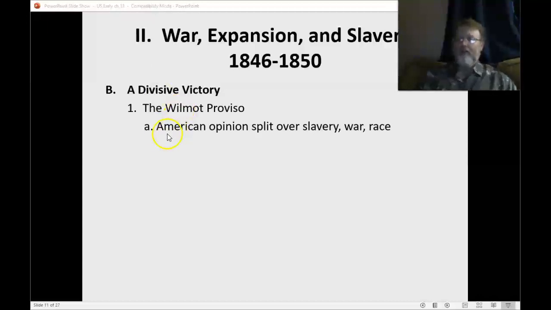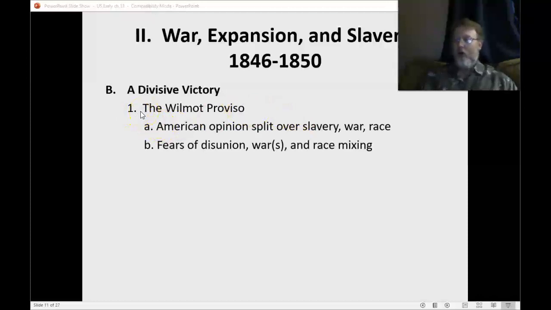Overall, our expansionist fervor does continue. Race mixing as well. There is a concern about that, with this belief that Mexicans or Native Americans were an inferior race. So if whites start settling Mexican lands, we're going to have racial mixing between the whites and the Mexicans, and there are a lot of Native Americans in Mexican lands as well. Yeah, purely racism. Racism and bigotry. That's exactly what it is. There's certainly a concern about that.